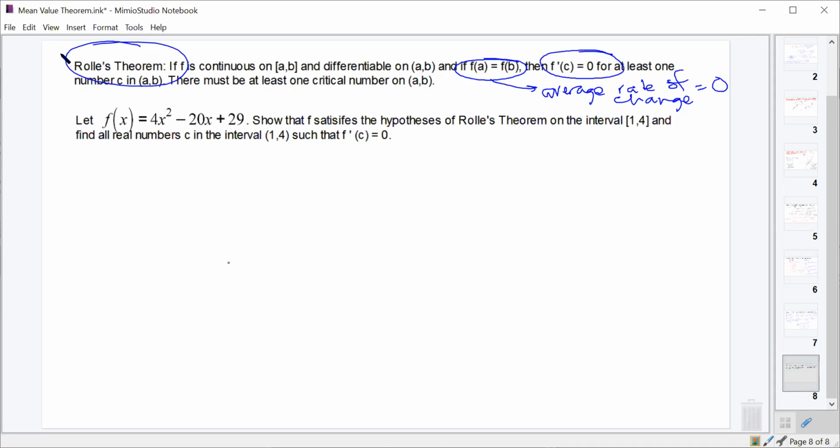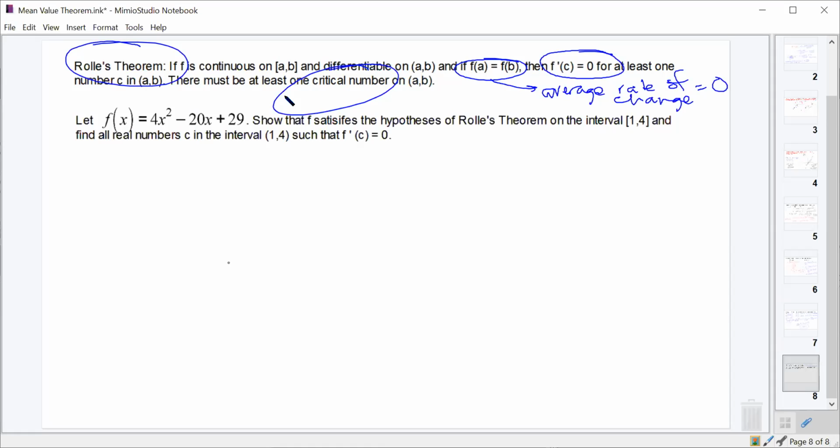And we know that a time when the derivative equals 0 is also called a critical value. So if the function is continuous on the closed interval, differentiable on the open interval, and f of a equals f of b, it tells us that there must be a place on this interval where the derivative is 0, or a place where there is a critical value. Does that make sense or no? Yes.